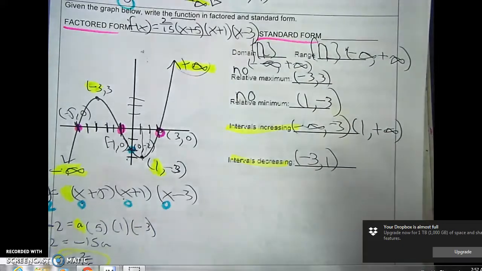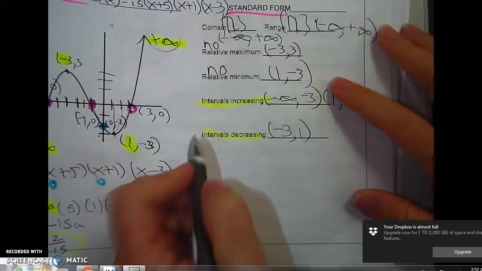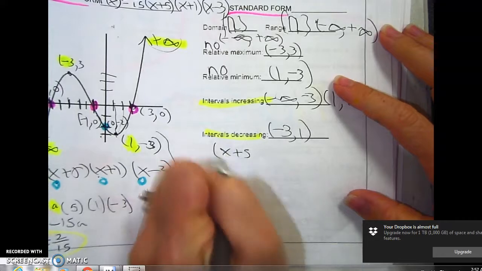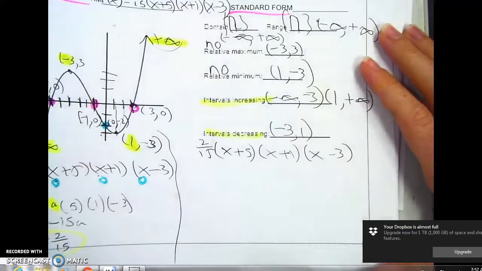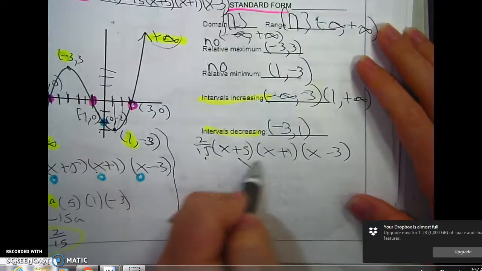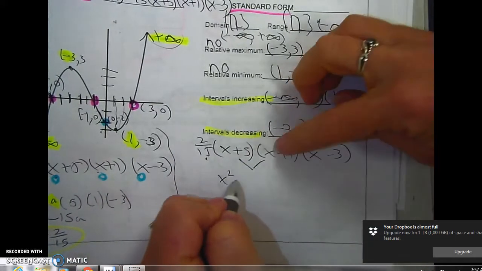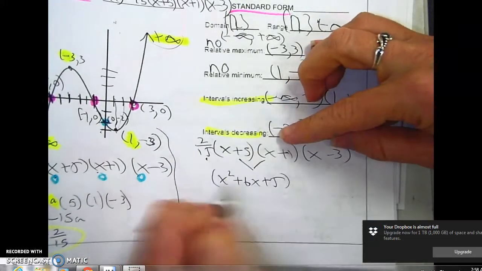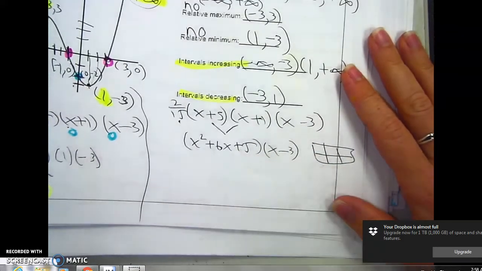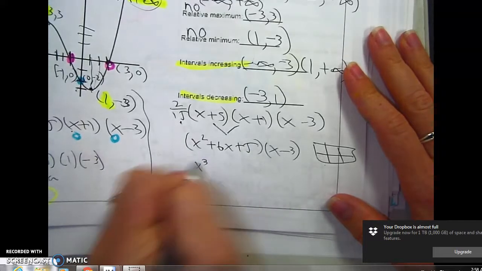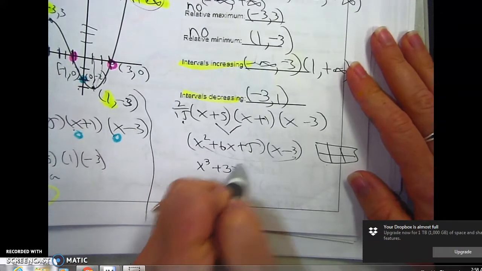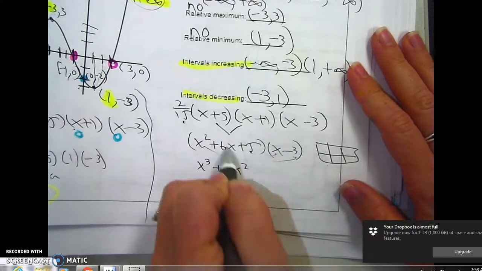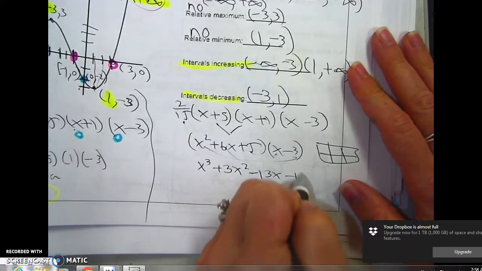Okay? I just need to put this answer in standard form. Let me go like this: x plus 5, x plus 1, x minus 3 times 2/15. You know me, I'm going to take care of this last. So I multiply these two: two numbers that add, two numbers that multiply, and then multiply by x minus 3. You'll probably do a 2 by 2 box, or 2 by 3 box, and that's fine. I'm going to do this in my head. Just takes a second. x cubed minus 3x squared plus 6x squared plus 3x squared, 5x minus 18x is -13x, minus 15.